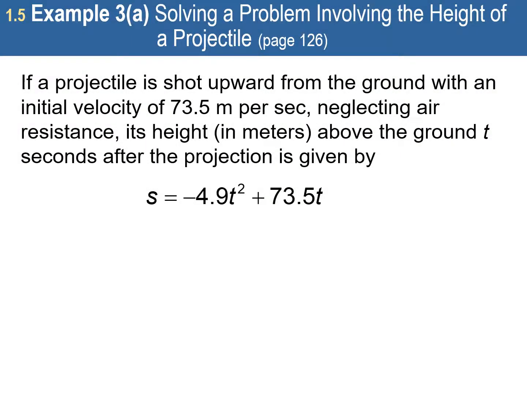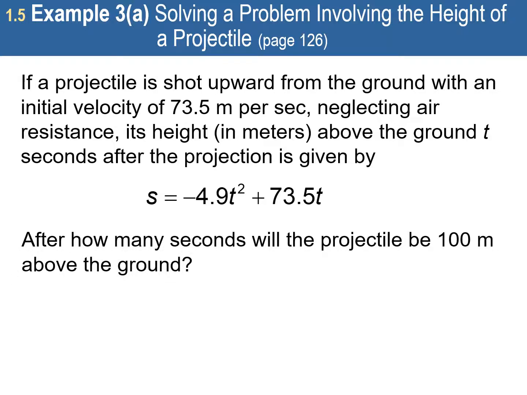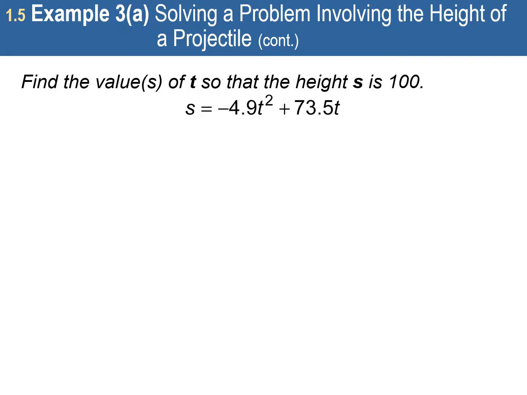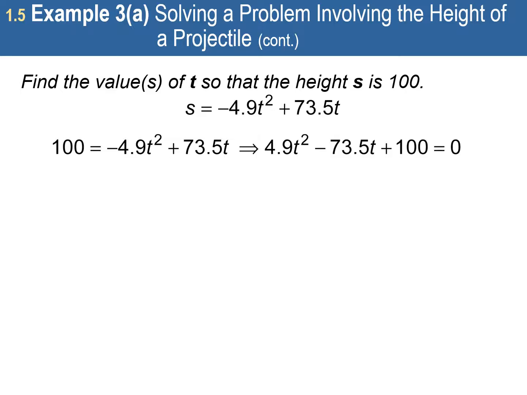So suppose I have a projectile shot upward from the ground with an initial velocity of 73.5 meters per second. Neglecting air resistance, its height is given by, see, I told you what the equation was, S is negative 4.9 t squared plus 73.5 t. After how many seconds will the projectile be 100 meters above the ground? So what I'm asking is to find the time when S is equal to 100. So I put in 100 for S, and I rewrite this in standard form.